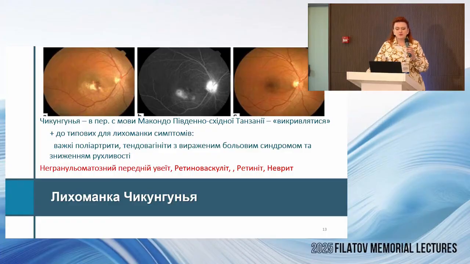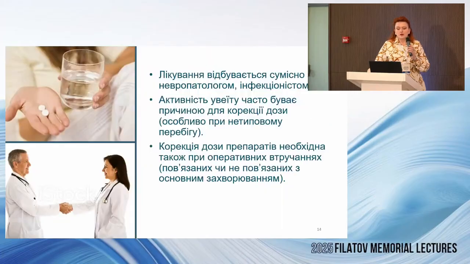And chikungunya, which is translated from Makonde language, from southeast Tanzania. The main thing that is impacted in this condition is joints. As to the eye lesions, this is non-granulomatous anterior uveitis, retinal vasculitis, retinitis, neuritis.